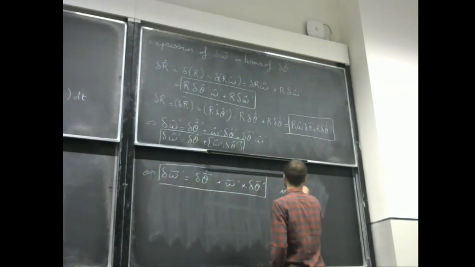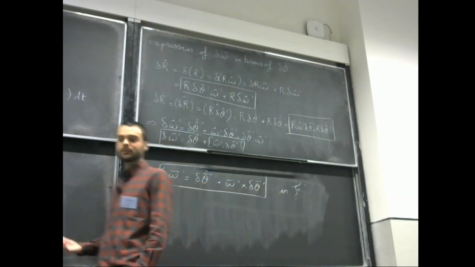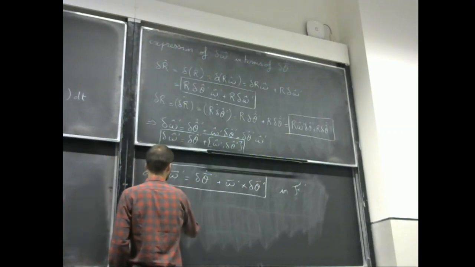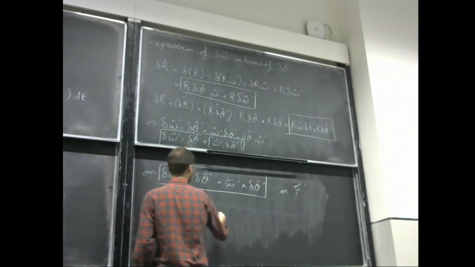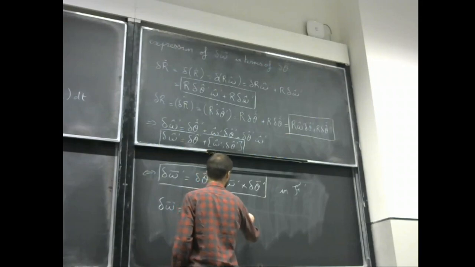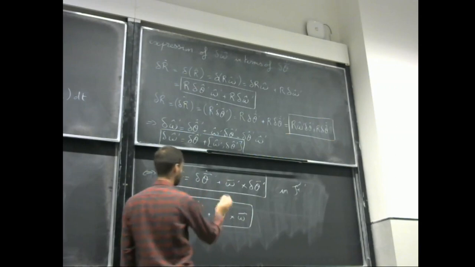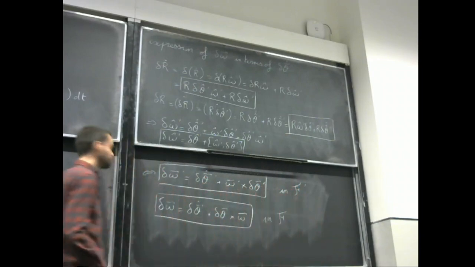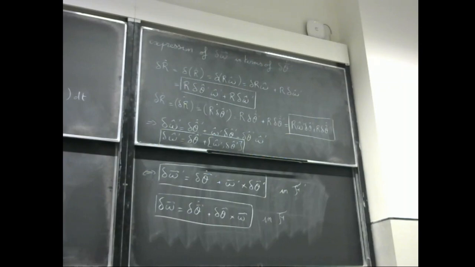So this is in the body fixed frame. As an exercise, you can redo everything in the inertial frame, and in the inertial frame what you would get is delta theta dot plus delta theta times omega. So again, you switch the order of the vector product in the inertial frame. So now we have the relation between the variation of the velocity and this delta theta. I don't know exactly what kind of vector delta theta is, but this is just the parameterization of the tangent vector of the rotation matrix.